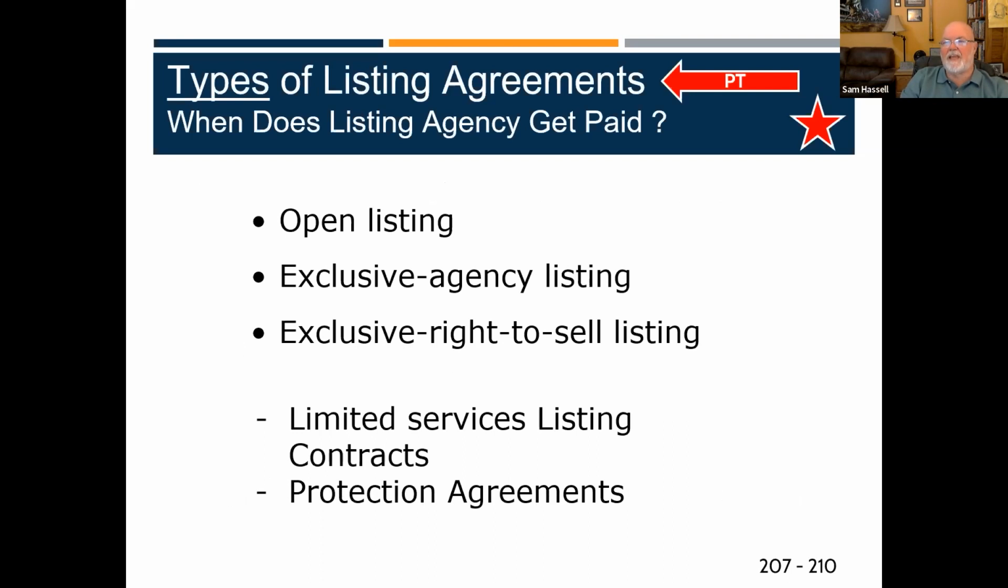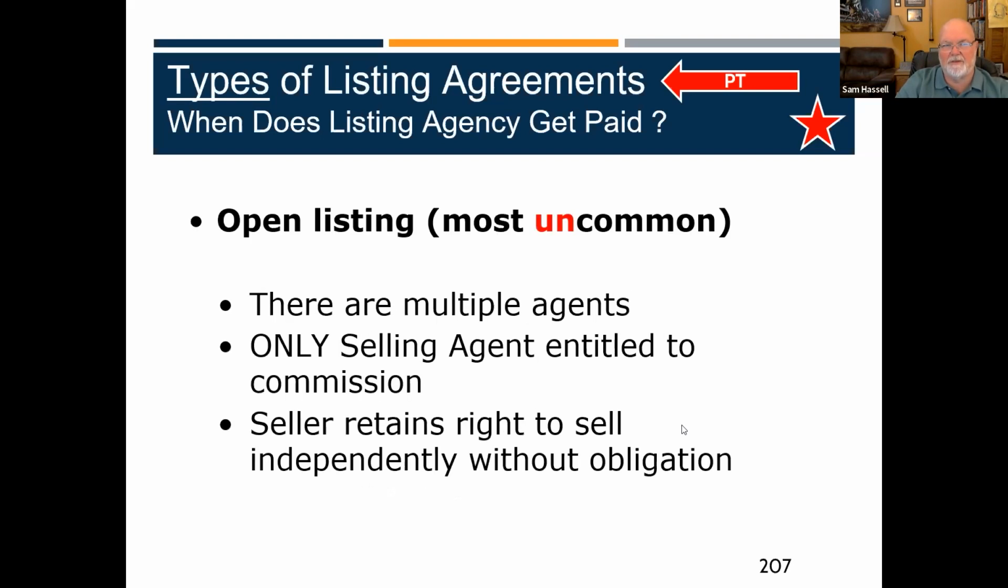Brings us to the types of listing agreements. There are three types of listing agreements, of which two you will never see in your career. I'm taking a bold step, but I have been doing real estate down here since 2009. I have never seen one of these, and I've only seen others, and I think only because they grabbed the wrong form. So we have open listings, we have exclusive agency listings, and we have exclusive right to sell listings, okay? Exclusive right to sell. Then we'll talk about limited service and protection agreements as we go through this.